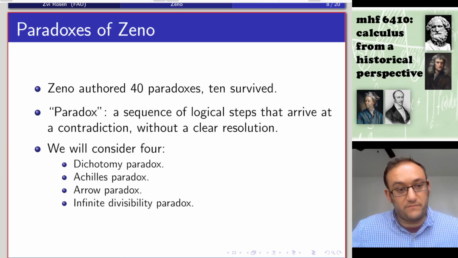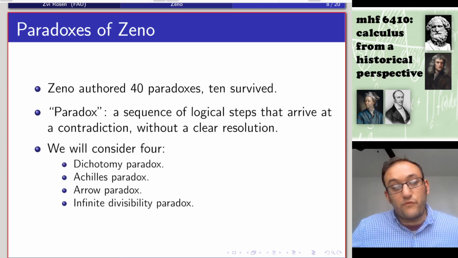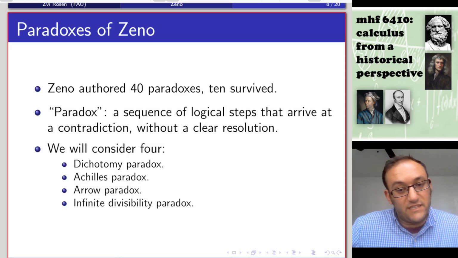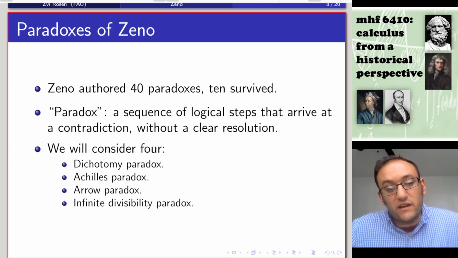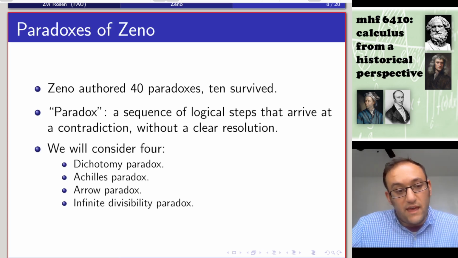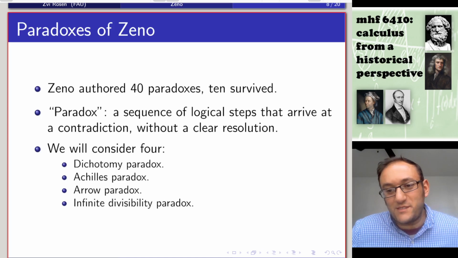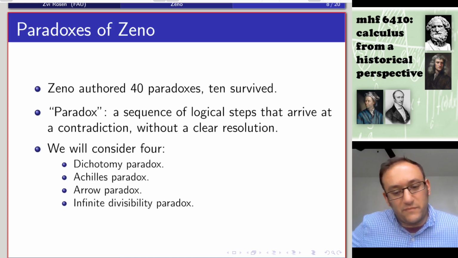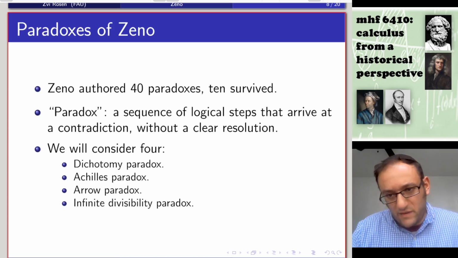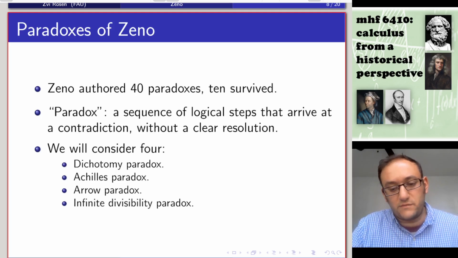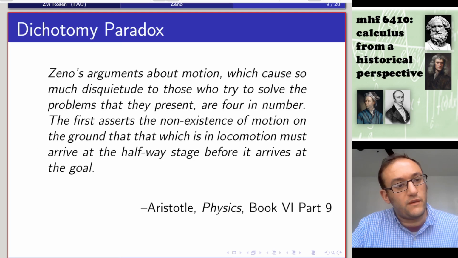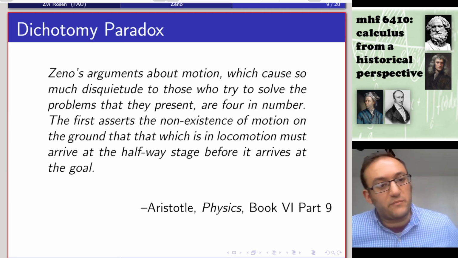Okay, there's no obvious way to say, here's where your reasoning fails, and that's why you arrived at a contradiction. So we're going to consider 4 of Zeno's 10 surviving paradoxes, and they are the dichotomy paradox, the Achilles paradox, the arrow paradox, and what we'll call the infinite divisibility paradox, though it's less universally known as that. Sometimes it's called the paradox of parts and wholes. Okay, we'll start with the dichotomy paradox.